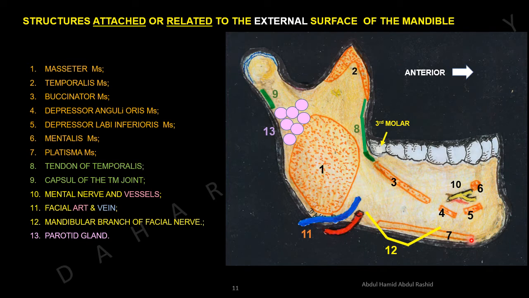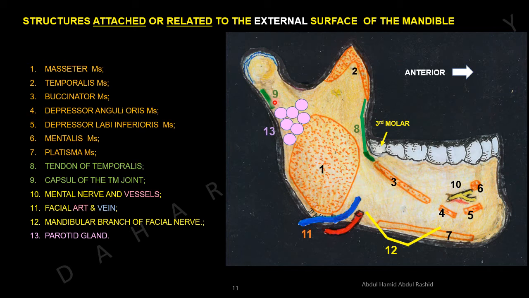It is one of the muscles of facial expression, coming down from the face, crossing the base of the mandible and going down to the neck up to the second costal cartilage level. Others are, as we just mentioned, the tendon of the temporalis muscle, number 8. Number 9 is the posterior part of the capsule of the temporomandibular joint.